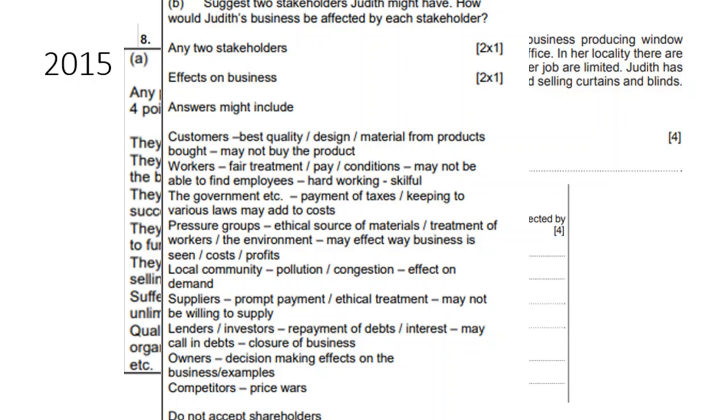Workers, making sure they're treated fairly, paying conditions. You may not be able to find employees who are hardworking and skillful. Government, you've got pressure groups, local community, suppliers, lenders, owners, lots of different things there. The thing here is just to make sure that you make a point of who the stakeholder is going to be and then how that's going to affect the business. So using that term is going to be really useful.